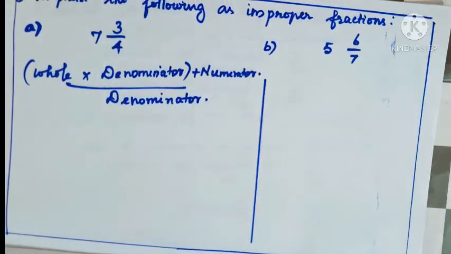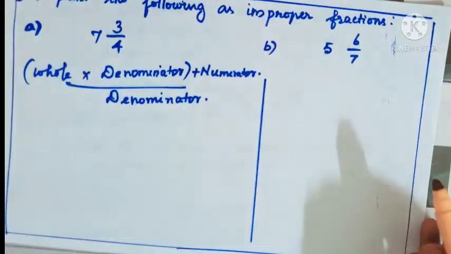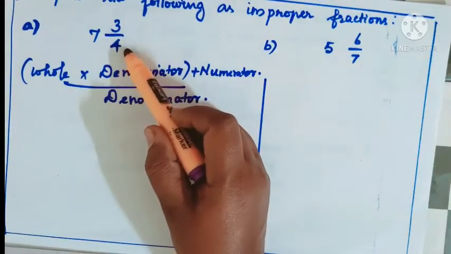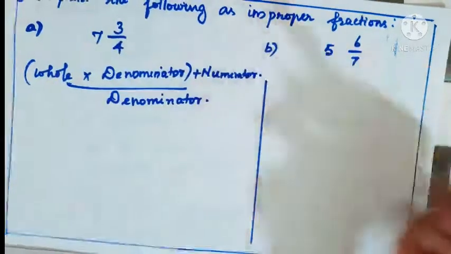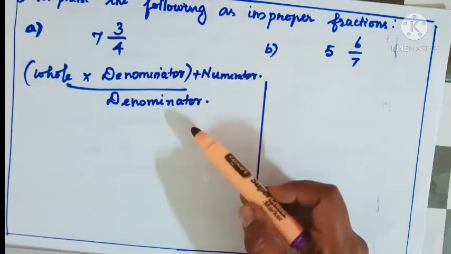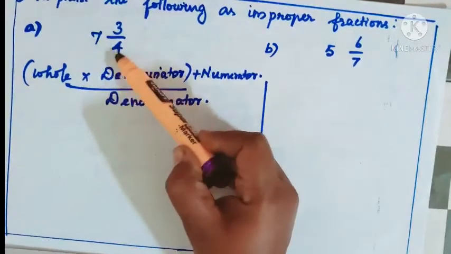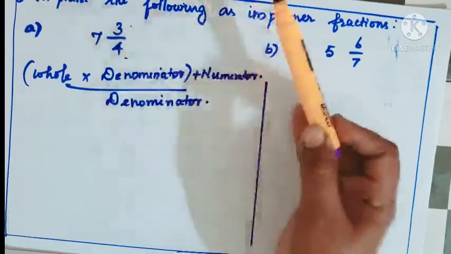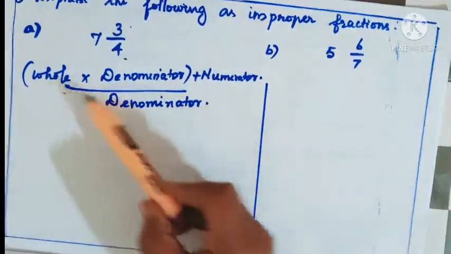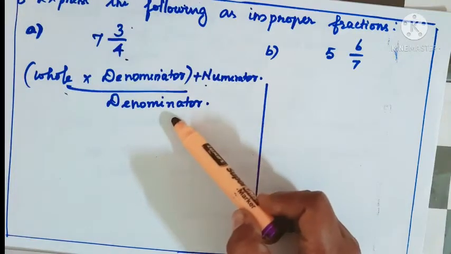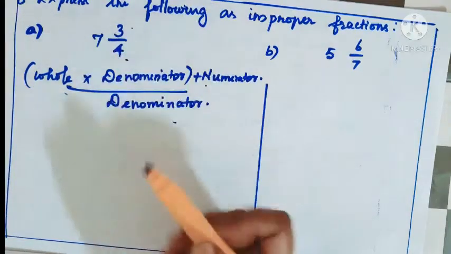Now express the following as an improper fraction. Now imagine a mixed fraction is given. You want to change this into an improper fraction. Understand? Okay. So how to do it: whole into denominator plus numerator, by denominator. That's just a formula. Whole into denominator plus numerator, by denominator. Okay. That I will do for you.